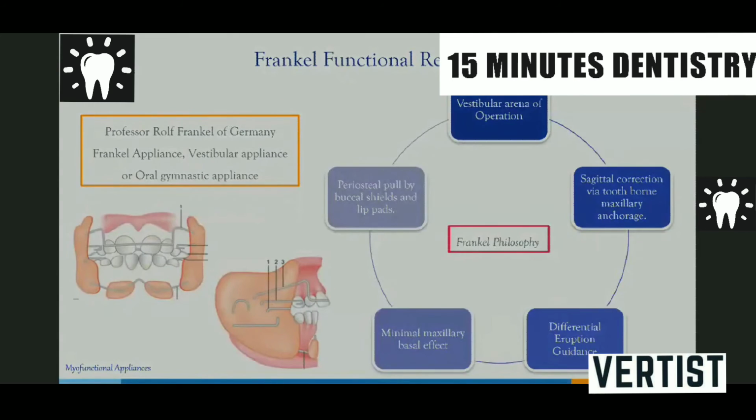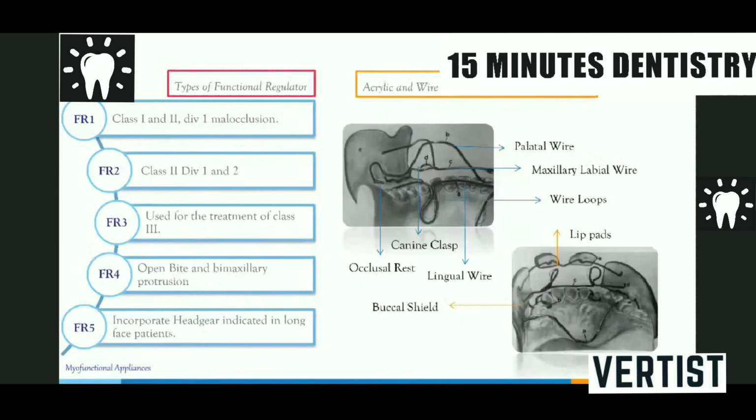Types of the functional regulators: we have the FR1, which is used for class 1 and class 2 div 1 malocclusion. In FR1, we again have the FR1A, which is used for mild to moderate crowding. We have FR1B, which is used in overjets of around 5 to less than 7 millimeters. We have FR1C, which is used in overjets which are more than 7 millimeters, and step-by-step advancement is done in this case.